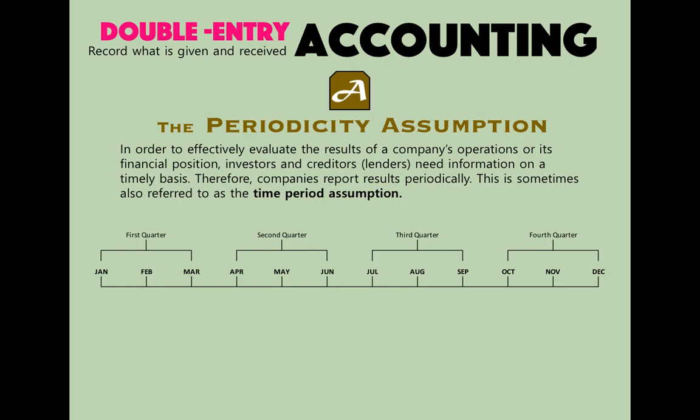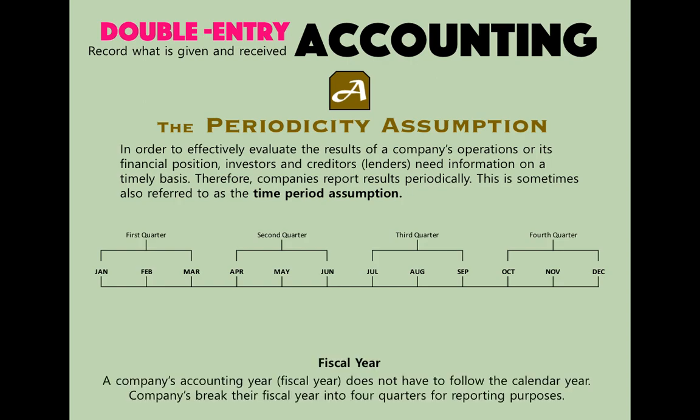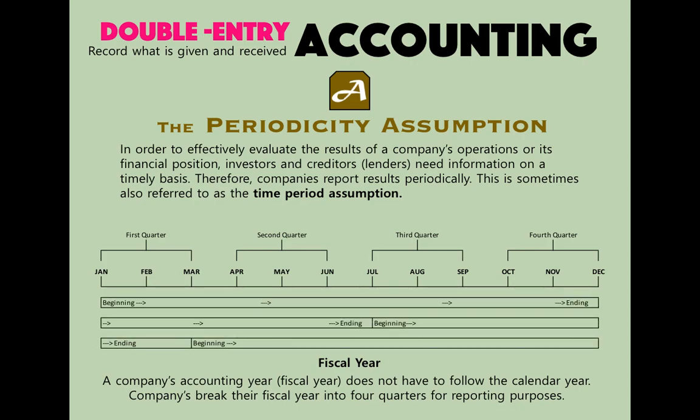Now, the thing that might be different for companies is that they may not have an accounting year that is a calendar year that starts in January and ends in December. A company's accounting year, or what we call the fiscal year, does not have to follow the calendar year. Companies break their fiscal year into 4 quarters for reporting purposes, regardless of when it starts. So, we could have a couple different scenarios. We could have a fiscal year that begins in January and ends in December. That's a calendar year, fiscal year are the same thing.